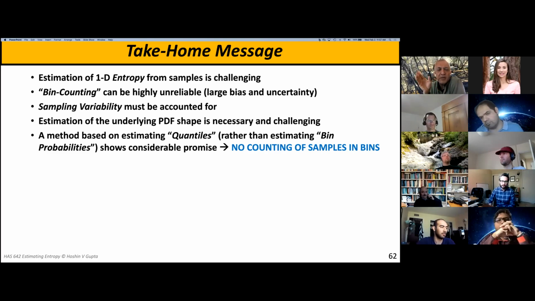Because when I count samples in a bin, only the samples that fall in that bin are being used as a fraction of the total samples. Only those samples are being used to calculate the bin probability, right? So if 10 samples fall in a bin, only those 10 are being used, relative to the total sample. Whereas when I estimate the position of the quantiles, in principle, all samples in the neighborhood of that quantile, however many they happen to be, will contribute to the estimation of that quantile. So my gut feeling is that it's a more efficient use of samples to calculate PDF shapes than doing frequency histograms.